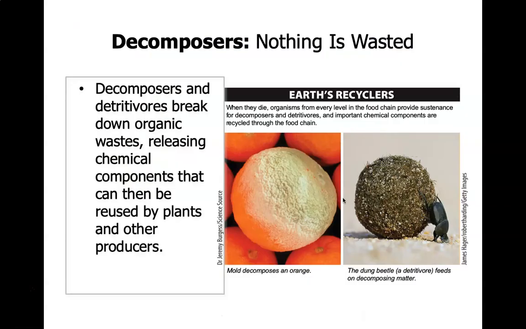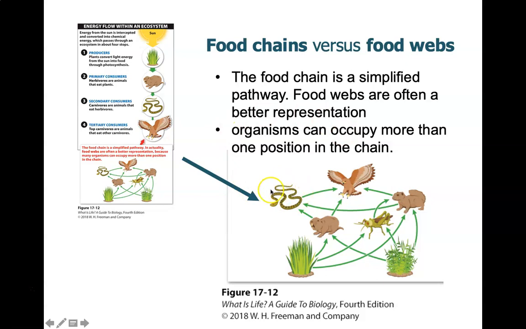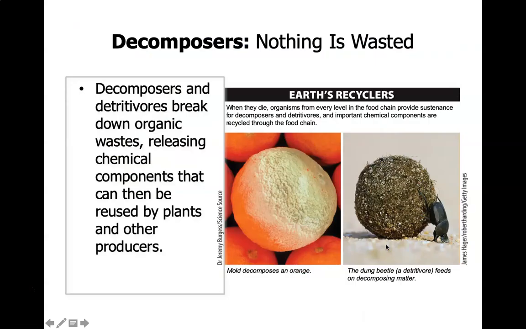Now, what happens to the energy in that top carnivore? Well, really, that energy in the top carnivore and any of these other organisms along the way can be broken down by decomposers. So we have decomposers and detritivores. Decomposers are organisms that break down other living or dead matter. Detritivores are going to eat dead matter or waste and break down the waste.